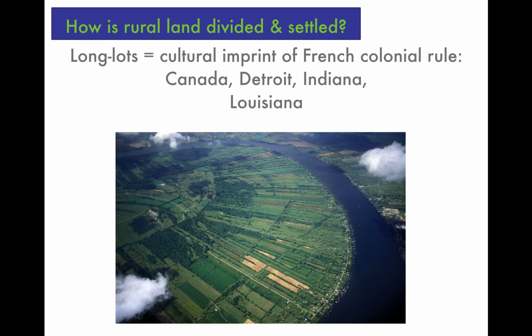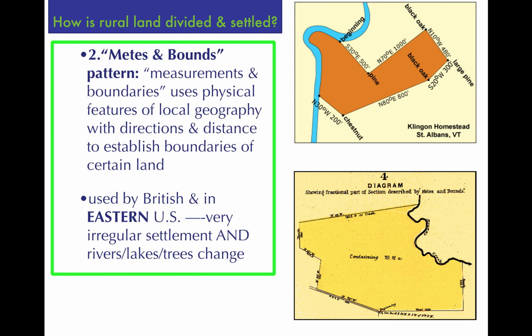Here's another better picture of the long lot system. It's really the cultural imprint of French colonial rule. In Canada, in Detroit, in areas of Indiana, in Louisiana, you still to this day see this long lot system. In this aerial view, you can see how the land is divided up, and this is representative of the former French colonial rule of these territories.